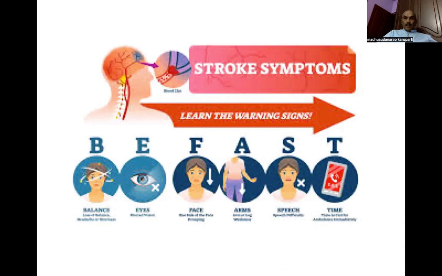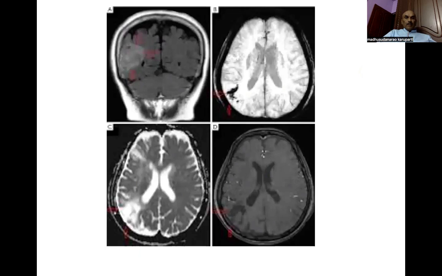Speech is affected. Then time. Time is so precious in order to initiate the treatment. Every minute counts for losing the potential for complete recovery. Okay. So this is what you have got to learn about the stroke symptoms and the provisional diagnosis before you start the treatment. Well, this is the MRI taken for the patient with stroke, showing the areas of infarct.